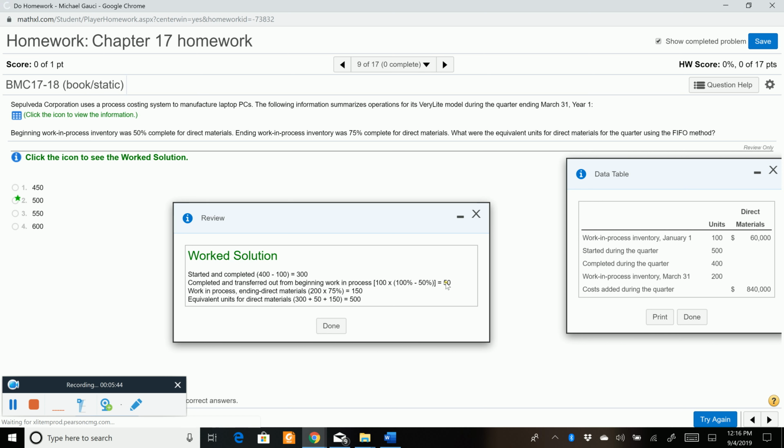And we know that the 300 units we calculated earlier were both started and completed during the period. That means 100% of the direct materials were added during the period. So 300 plus 50. And our ending WIP, 200 units. The author said ending WIP was 75% complete for direct materials. So from ending WIP, we'll take 200 times 75%. That gives us 150. So if we take 300 plus 50 plus 150, you are going to get 500. So the answer is 500.